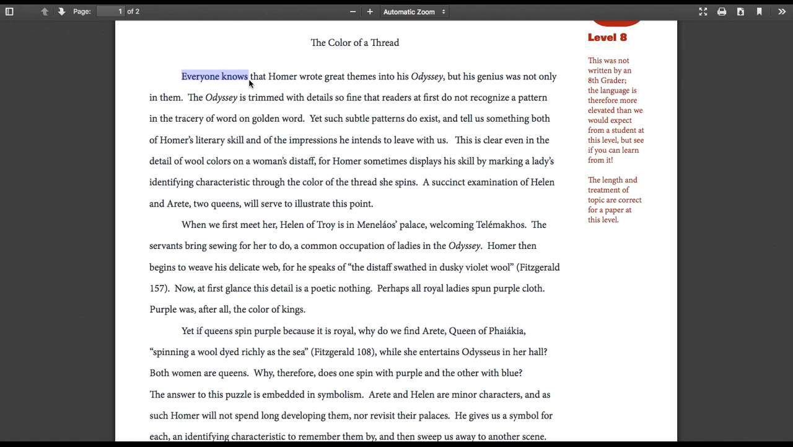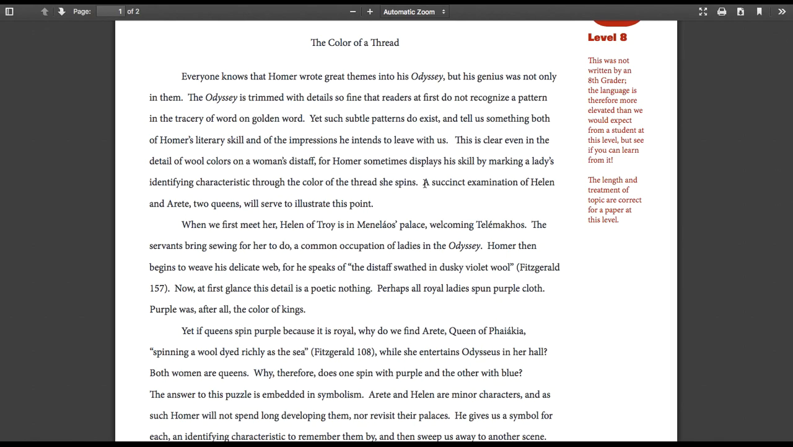So then they say, the Odyssey is trimmed with details so fine that readers at first do not recognize a pattern in the tracery of word on golden word. Yet such subtle patterns do exist and tell us something both of Homer's literary skill and of the impressions he intends to leave with us. This is clear even in the detail of wool colors on a woman's distaff. For Homer sometimes displays his skill by marking a lady's identifying characteristic through the color of the threads she spins. A succinct examination of Helen.